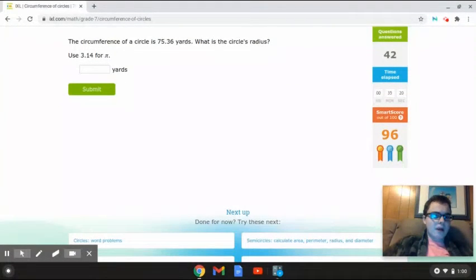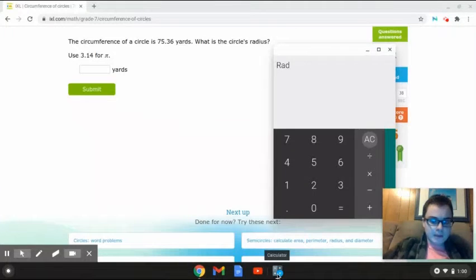Alright, so this next problem reads, the circumference of a circle is 75.36 yards. What is the circle's radius? Use 3.14 for pi. So the way that we're going to solve this is now we are given the circumference and we have to figure out the radius like we did before in the last problem. So we're going to do the same thing. We're going to take the circumference, which is 75.36, divide it by 3.14, also known as pi. And now we take this answer and divide it by 2.